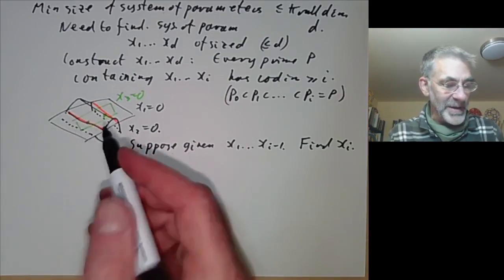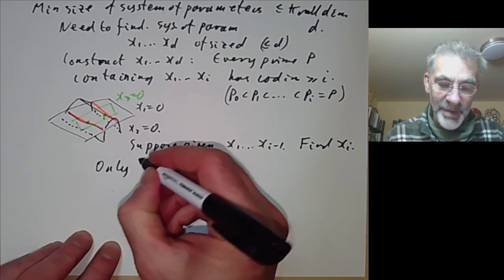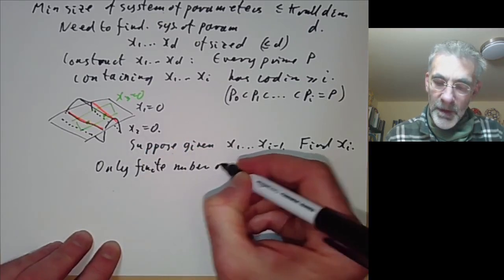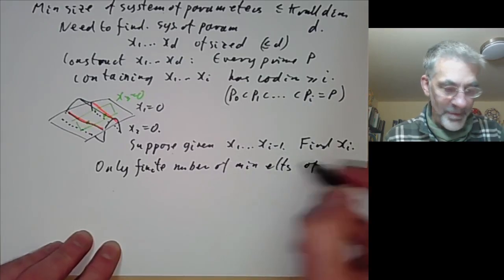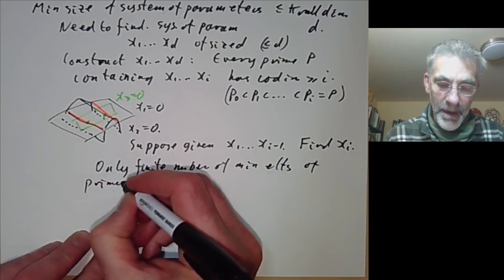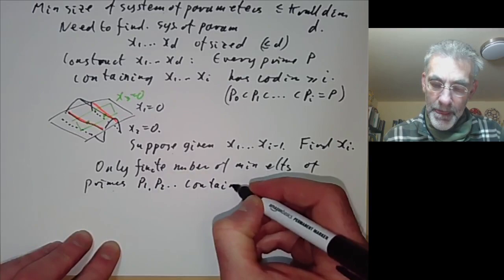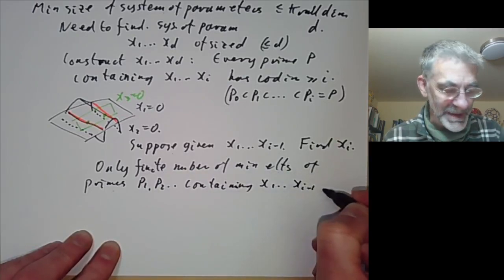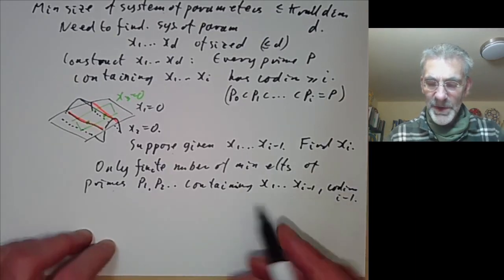Now we actually need to construct it algebraically. First of all, we notice that there are only a finite number of minimal primes P1, P2, and so on, containing x1 up to x_{i-1}, of codimension i minus 1. Well, what does this mean?